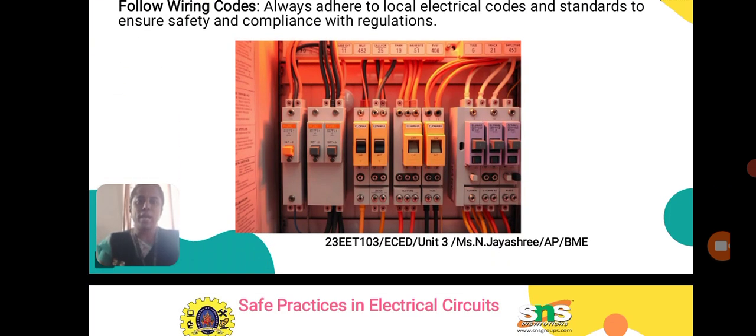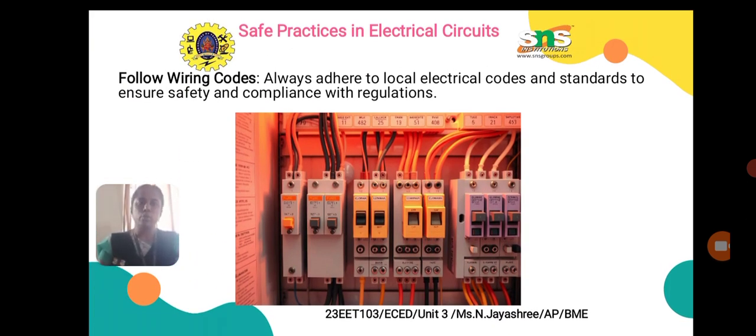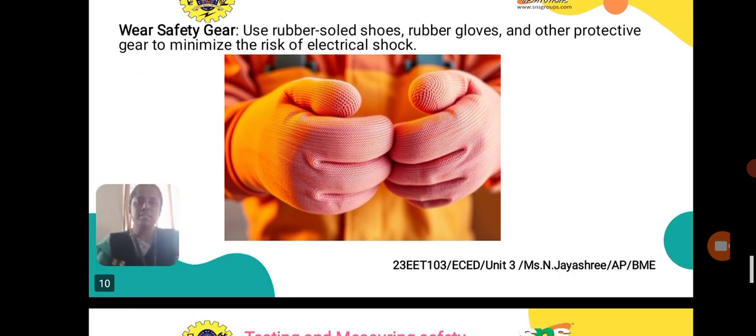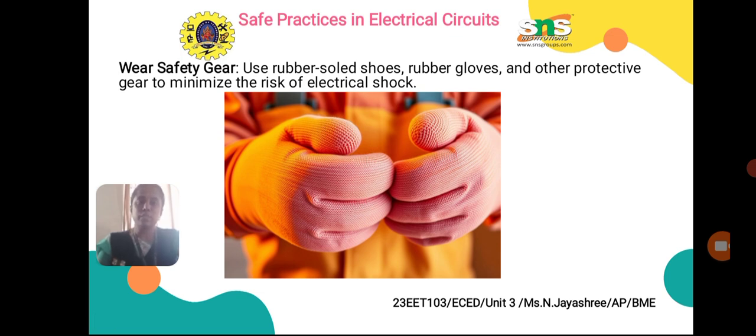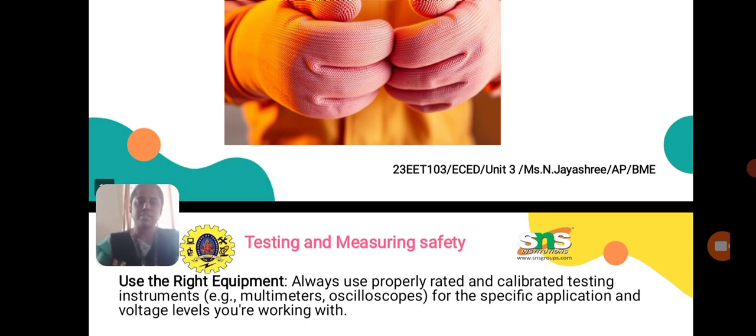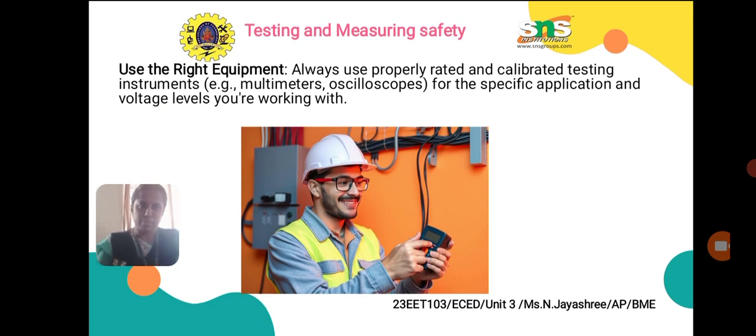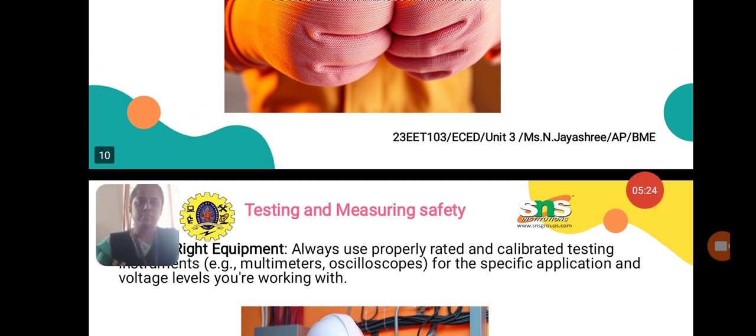Next one, follow wiring codes. Always adhere to local electrical codes and standards to ensure safety and compliance with regulations. Next, wear safety gear. Use rubber-soled shoes and rubber gloves and other protective gear to minimize the risk of electrical shock. Use the right equipment. Always use properly rated and calibrated testing instruments for the specific application and voltage levels that you are working with. Okay, so thank you all.